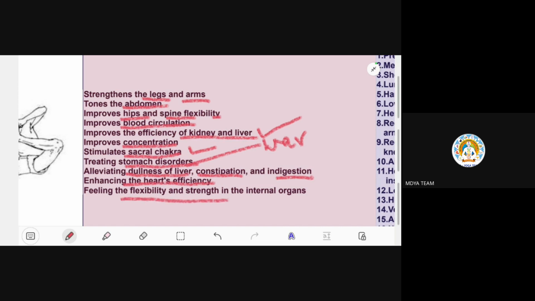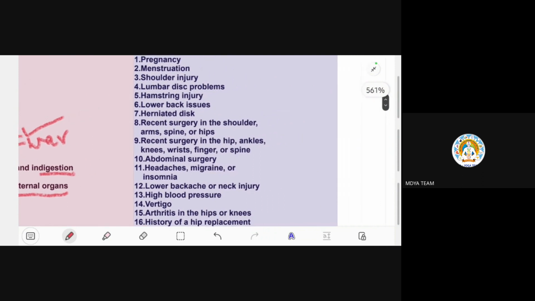Feeling the flexibility and strength in the internal organs. It is also improving, but one could feel it after this one. This is not exactly similar to the others, because there are lots of asanas which give you flexibility, no doubt. But you cannot have it in a few days, or in a couple of days. You can feel that, okay, I'm feeling different. I'm feeling this kind of flexibility in my body. Yes, this is one of the biggest reasons I was actually talking about. But there's no direct relationship, which I explained before.